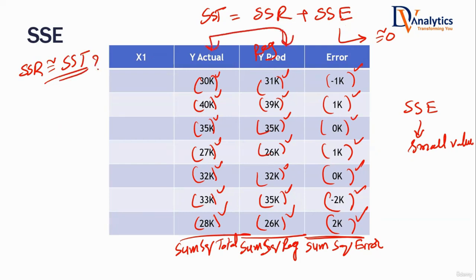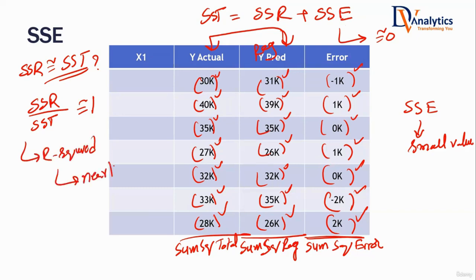Makes sense? So the last question is, for a good model, what should be the sum of squares of regression divided by the sum of squares of total? As near to 1 as possible. This is known as the R squared measure. There's a name given to it. So for a good model, R squared should be near to 1.